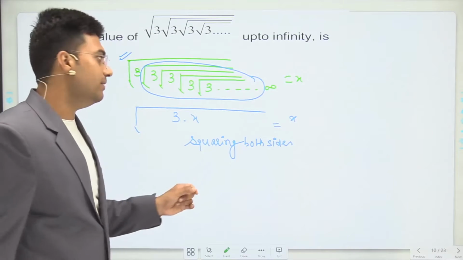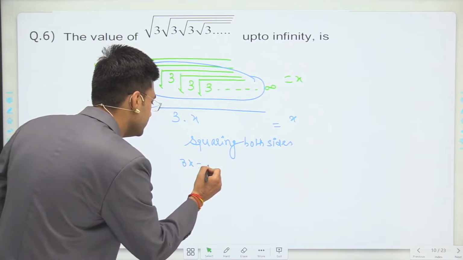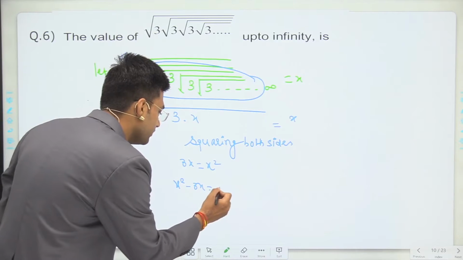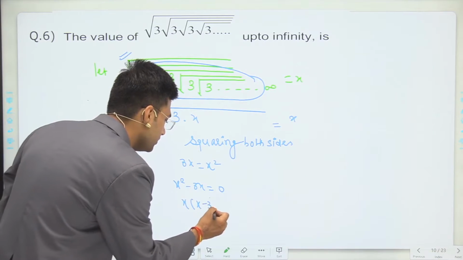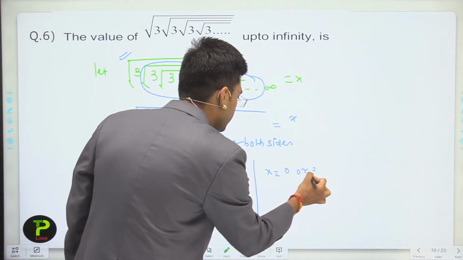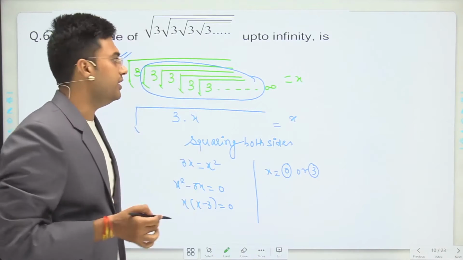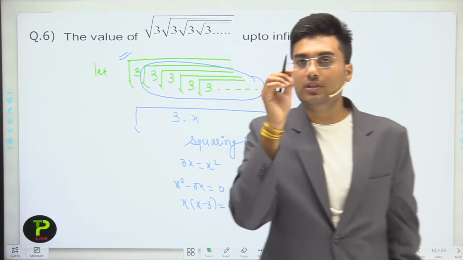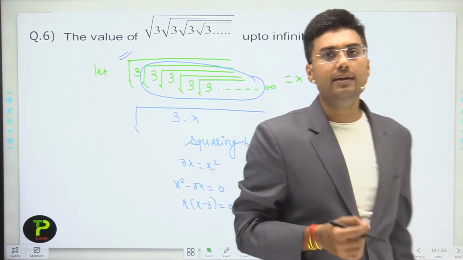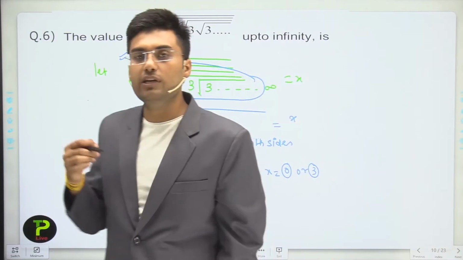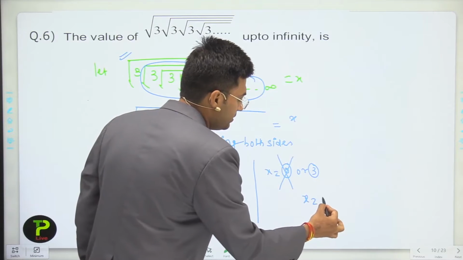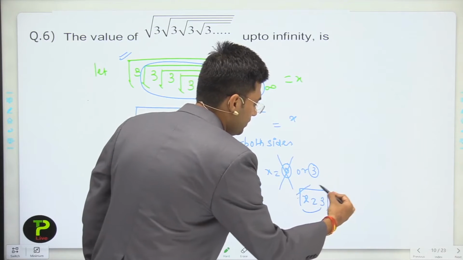Okay, when we square both sides, what will we get? We will get 3x is equal to x square, and we can write it as x square minus 3x equal to 0, or x times (x minus 3) equal to 0. So here we will get that x is equal to 0 or 3. Now dear students, we know that root 3 is a real number and greater than 1, and if we multiply a number which is greater than 1 up to infinite times, it cannot be 0. So the final answer is x is equal to 3. This is our final answer.